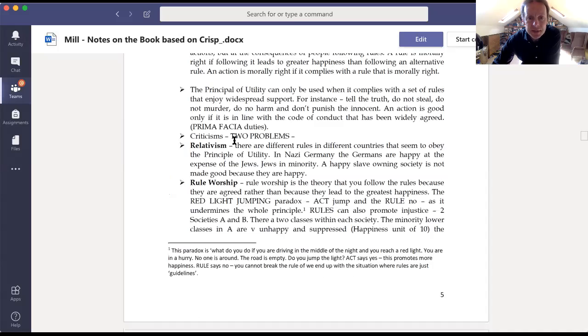Two problems that arise out of this are relativism. There are different rules in different countries. So that would raise problems for rule utilitarianism. Which rules should you follow, and are rules relative? And if rules are relative, then surely that makes act utilitarianism more reasonable. It also raises the question of the tyranny of the majority. So, you know, you could envisage a situation where the majority would be happier if they oppressed the minority.